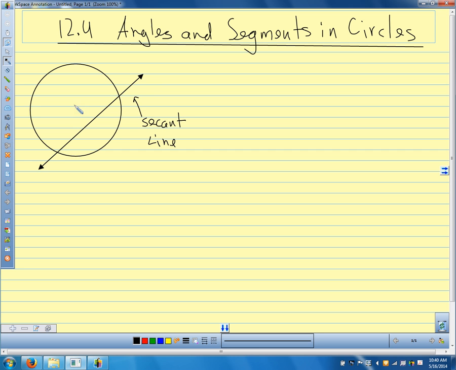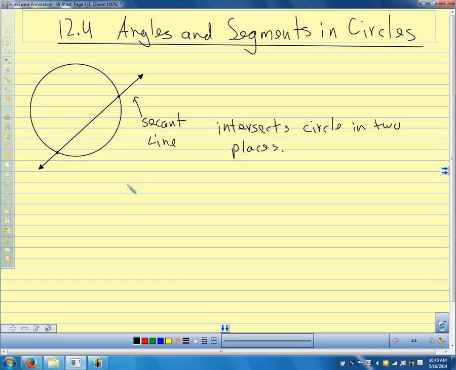Secant lines aren't diameters, they don't go through the center. And then the little piece that's inside the circle makes a chord. So the line itself is a secant, and inside the circle we end up with a chord. So we're going to be talking about secant lines in circles today. Our secant line intersects a circle in two places. What we're interested in is the angles that are formed when two secant lines cut through a circle.